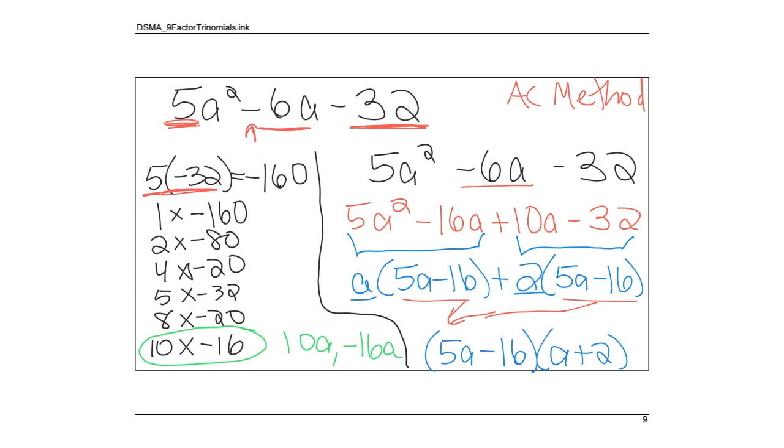Wasn't a very good arrow there. Let me make this an arrow. I was trying to make it that these two came from there. And that's it. That's my answer. Again, the order does not matter. You can have the problem in this order, or you can write it as a plus 2 times 5a minus 16, because it's multiplication, right? 2 times 3 is 6, but 3 times 2 is also 6.